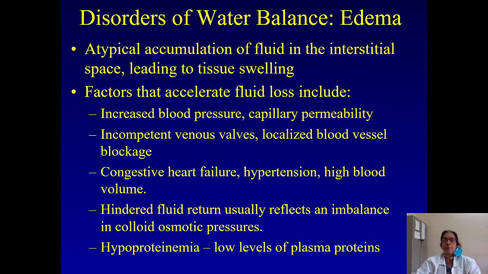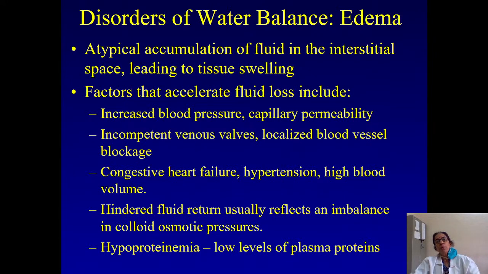So increased blood pressure, capillary permeability. Supposing there is inflammation or severe anemia, the capillaries will give way for the fluid to come and settle in the interstitial spaces, or hypoxia, anoxia. All this increases capillary permeability, and from the capillaries the fluid will come and settle down in the interstitial spaces.